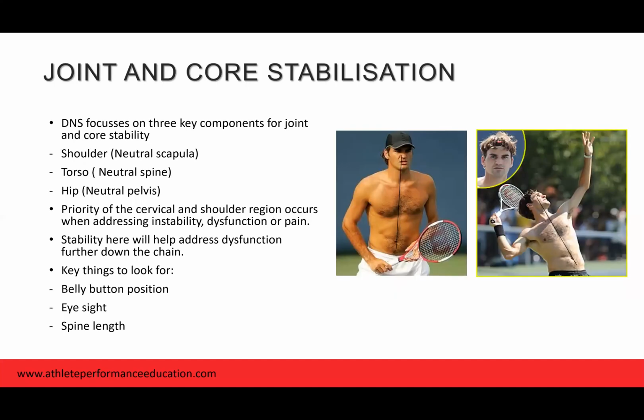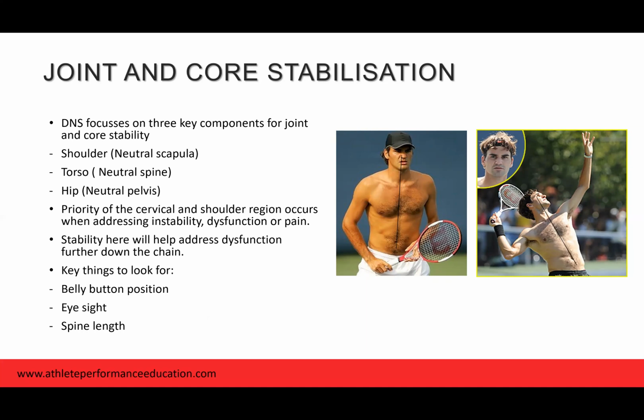Joint and core stabilization is another really key component. There are three main areas we're looking for developing this in the DNS model, and that is the shoulder. We're looking for neutral scapula. The torso, so we're looking for a neutral spine from cervical to lumbar. And then the hips, we're looking for a neutral pelvis, so trying to avoid anterior pelvic tilt. And this goes back to the previous principles of joint centration and stability as well.